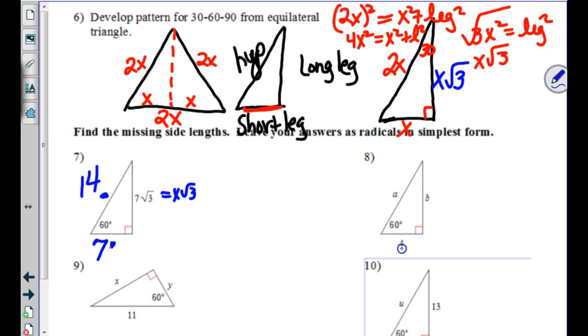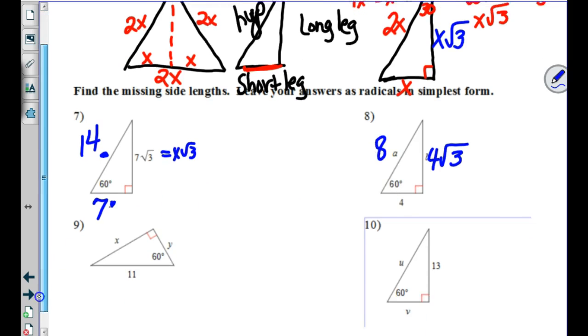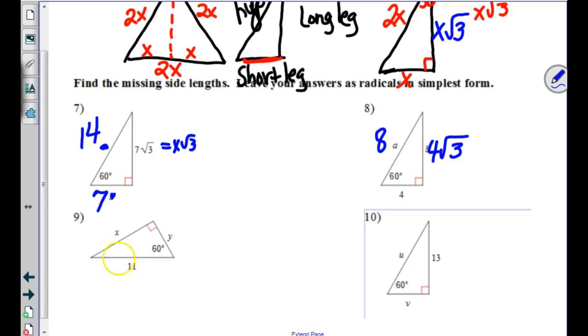What's happening here? The short leg is 4. Long leg, which is across from the 60, would be 4 square roots of 3, and the hypotenuse would be 8. Okay, number 9, they give us the what? Hypotenuse. What do we have to do to get to the short leg? So I'm just going to write 11 halves. I don't care if you use a decimal, but it's really not proper to use a decimal with a radical. I don't know why. So I'm just going to leave it a fraction because this side over here is going to be the short leg times the square root of 3.